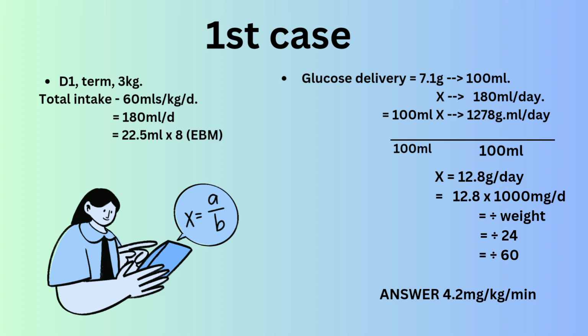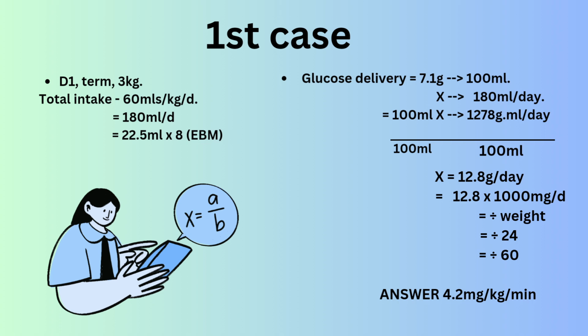Remember, your units of glucose delivery are in milligrams per kg per minute. So you need to convert that 12.8 grams per day into milligrams per kg per minute. The first thing you do is convert grams into milligrams, so you multiply by 1,000, and whatever you get is going to be in milligrams per day. Then the next step, you look at your units. They are in per kg, so the next step is to divide by the weight of the patient, which is 3 kg. Now you have units in milligrams per kg, but they are still per day.